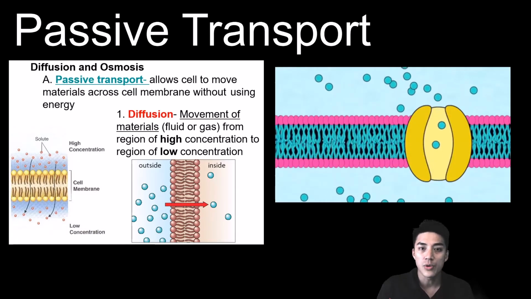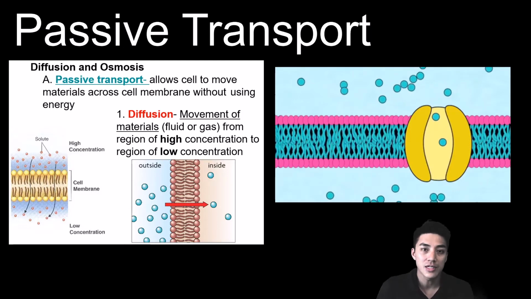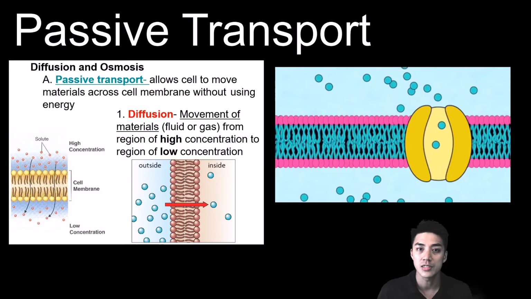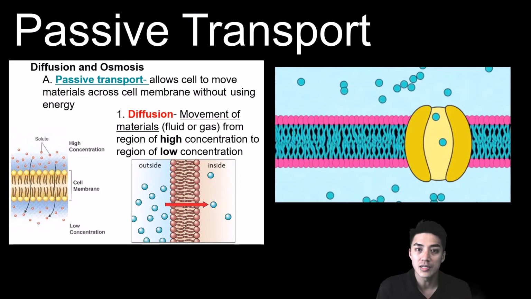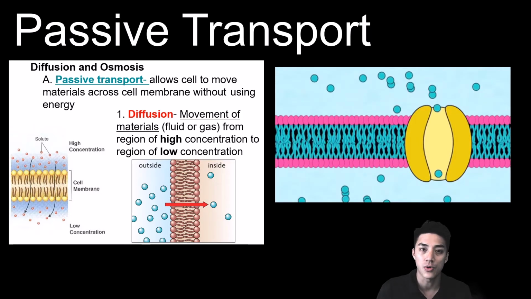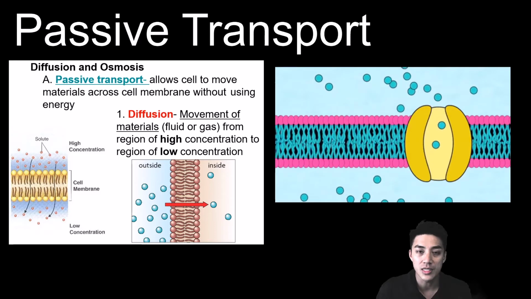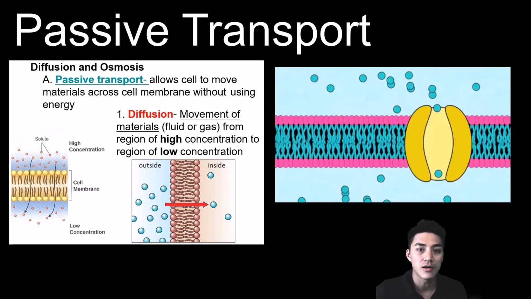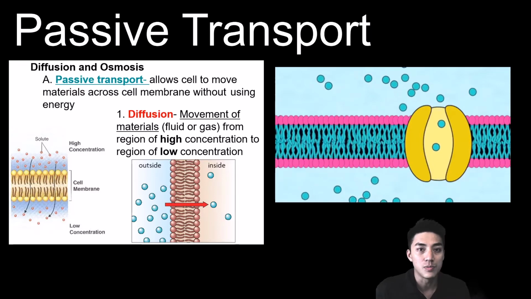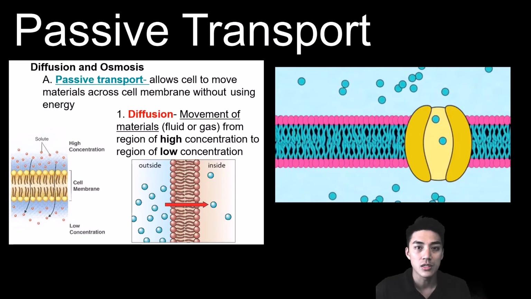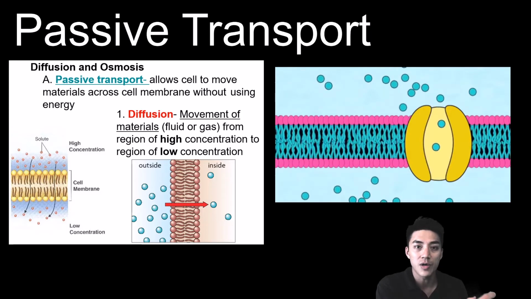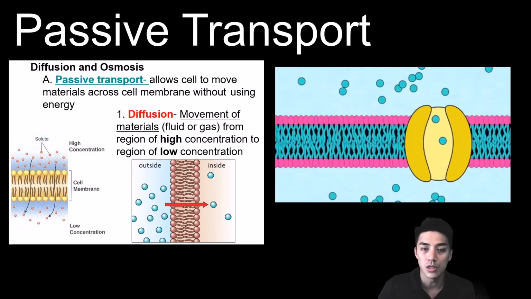Obviously, the cell membrane is almost like a barrier, so the cell has to figure out a way where it can move materials in and out of the cell when it needs to. And one of the first ways that it does this is called passive transport. Passive transport means that the cell does not need to use energy to get stuff in and out of the cell. The materials just move across the cell membrane using the concentration gradient. And how this works is it's just moving from a high concentration to a low concentration.